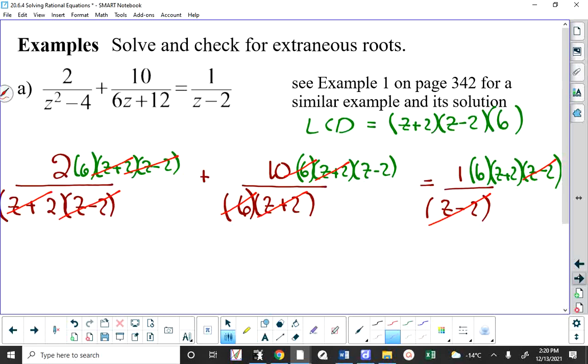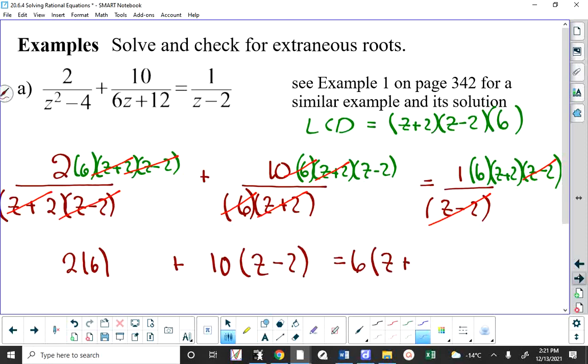I now have an equation, and I'm going to rewrite it in a second, but it really is an early October equation in this course. It's no longer a rational equation. It is 2 times 6 plus 10 times z minus 2 is equal to 6 times z plus 2.